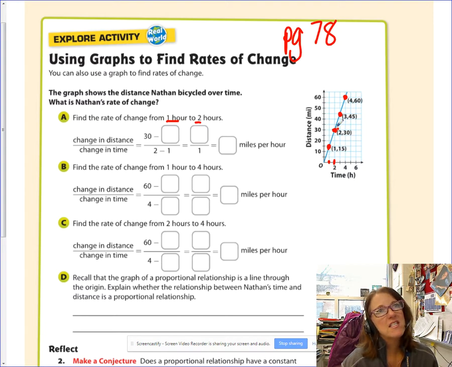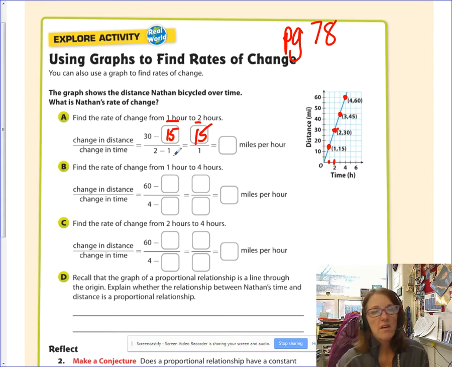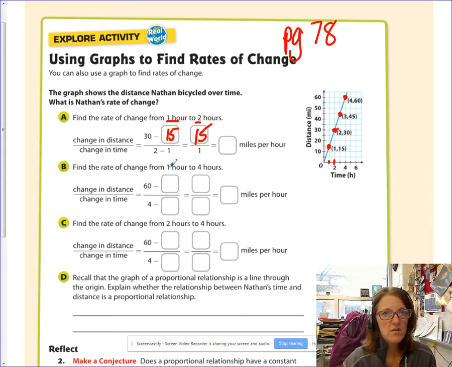The change in the distance, that's the vertical part, went from 30 to 15, or from 15 to 30, I should say. But you really subtract the ending from the beginning. And you got 15, okay? That's over the change in time from 1 hour to 2 hours, which is just 1 hour right here. Notice when they're setting it up and showing you how they're figuring that, they're subtracting your ending point from your starting point, which is usually what you do. You get 15 over 1, or 15 miles in 1 hour.